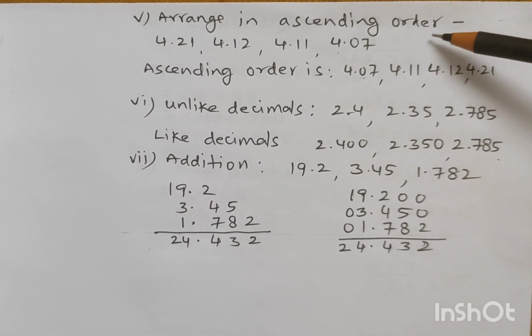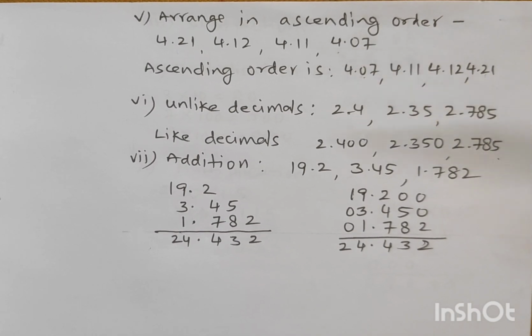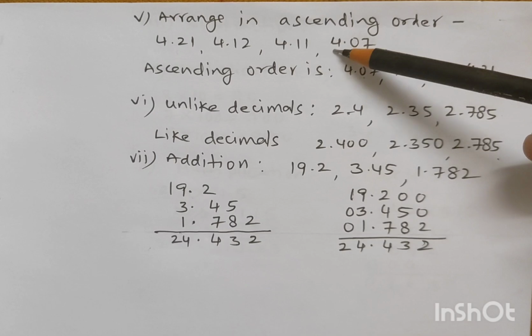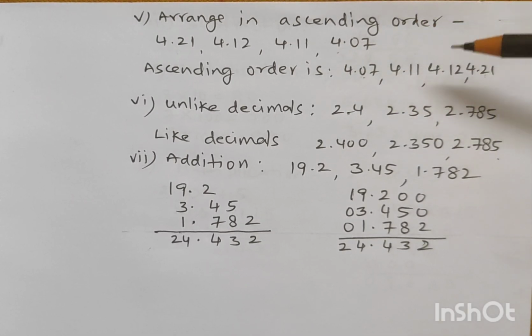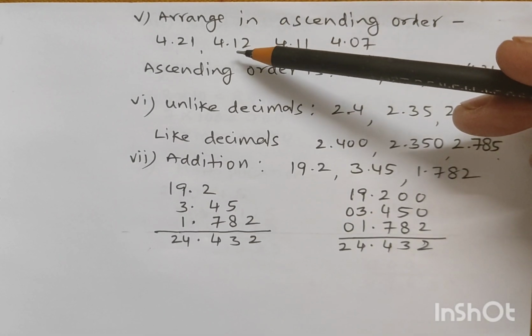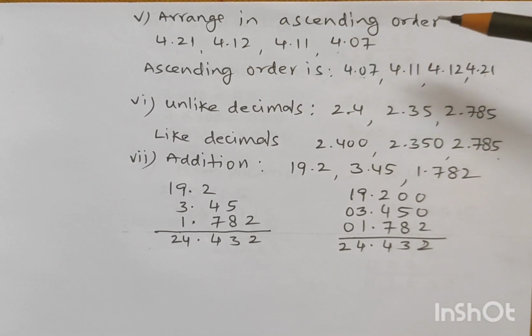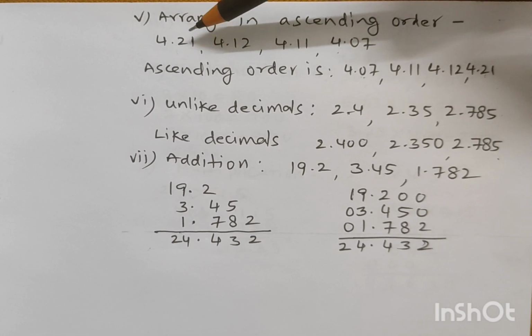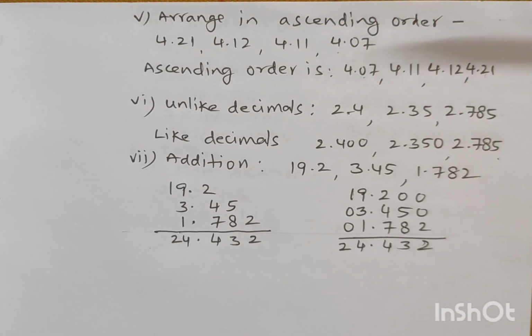Arranging decimal numbers in ascending order or descending order as the case may be. So these are 4 numbers. You can see the integral part is the same, it is 4, and there are 2 digits after the decimal in all the numbers. Now we know that this is the 10th place, and this is the 100th place. So this digit is bigger than this digit. So we arrange them like this.